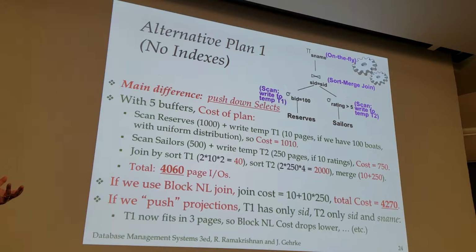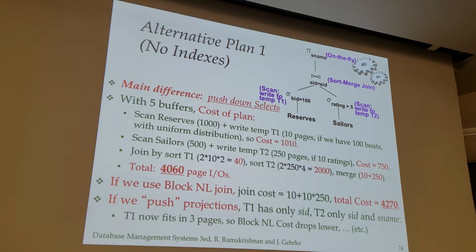If we assume uniformity, there are 1,000 pages. Every boat has 1/100th of those pages. So we're going to write out 10 pages that correspond only to the reserves that are for boat BID number 100. Same would be true if it was BID 13 or 98 or anything like that. So the cost in that case is going to be 1,000 plus 10, which is 1,010. 1,000 to read, 10 to write, bang, you got it.